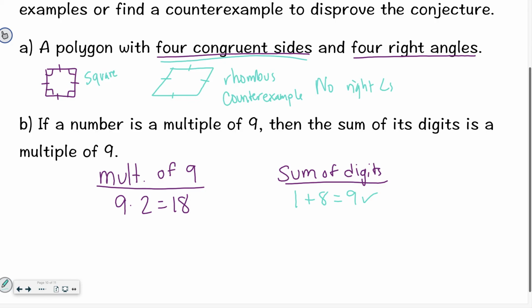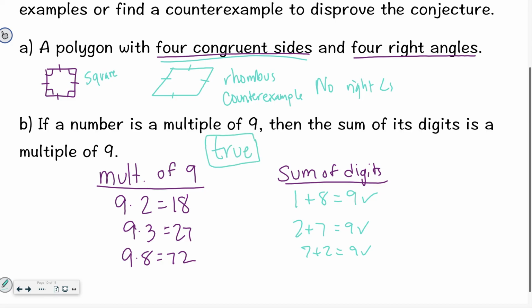Okay, so then I could go over here. I could say 9 times 3. That's 27. 2 plus 7 equals 9. 9 is a multiple of 9. Could do 9 times 8, 72. 7 plus 2 equals 9. Okay? That's 3 different examples of it working. We can say true for this. That is actually a true conjecture.